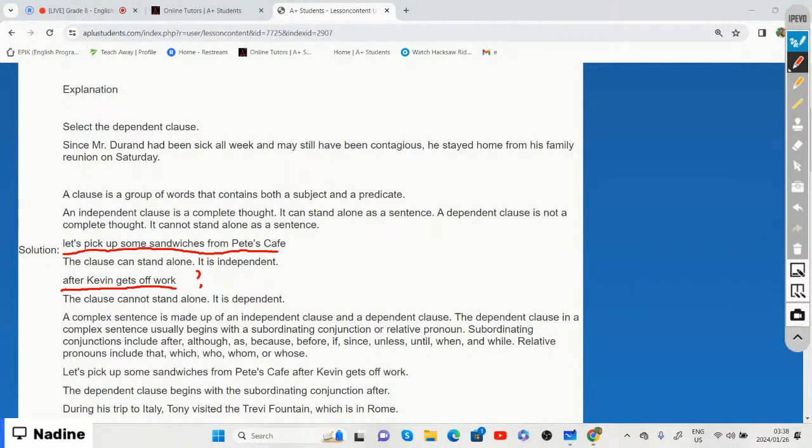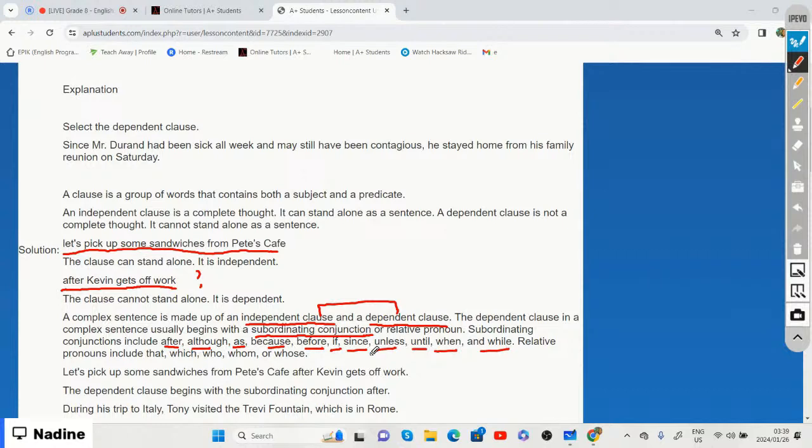And that is where a complex sentence comes in, because a complex sentence is made up of an independent as well as a dependent clause. And the dependent clause within the complex sentence usually begins with a subordinating conjunction, which includes after, although, as, because, before, if, since, unless, until, when, and while. So those are subordinating conjunctions, right?